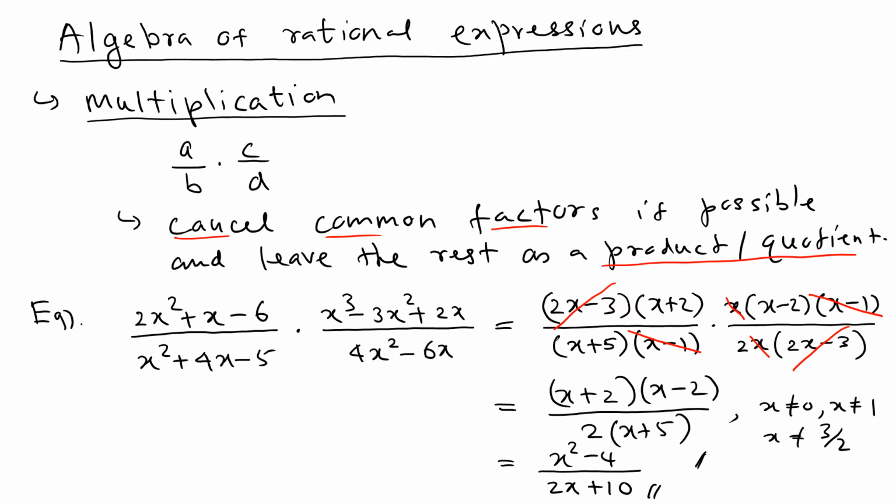This is the multiplication. You can see it's very simple. We factor, cancel common factors. Let's look at the next type. The next type is the division.